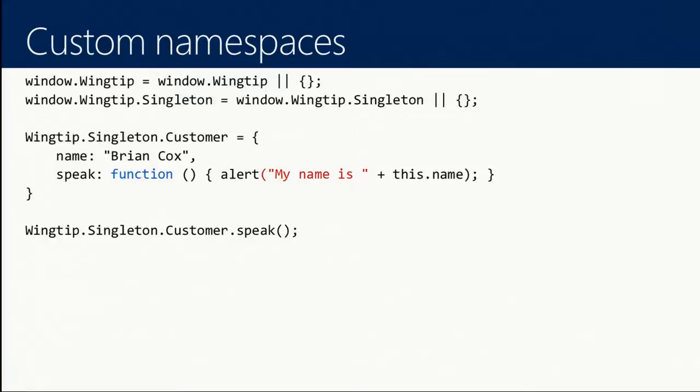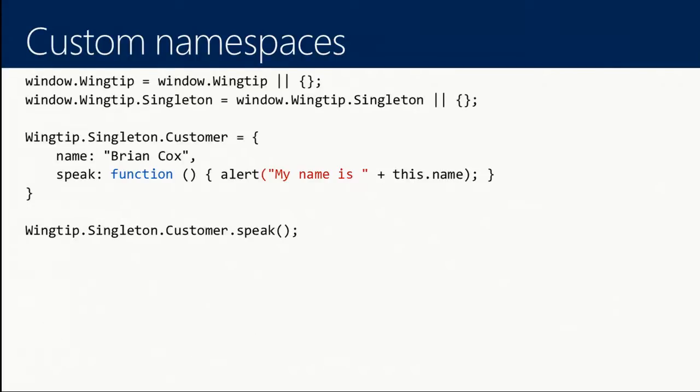And then after I get that done, I define a customer. So first key thing here is what you're looking at now where it says wingtip.singleton.customer. That's a variable, right? That's a variable customer inside the singleton object, inside the wingtip object, inside the window object. And the way that object definitions work inside of JavaScript is objects are just key value pairs. That's all they are. So you can see here that I have a key value pair. Name is Brian Cox, and then a key speak. And the value in that case is actually another function.